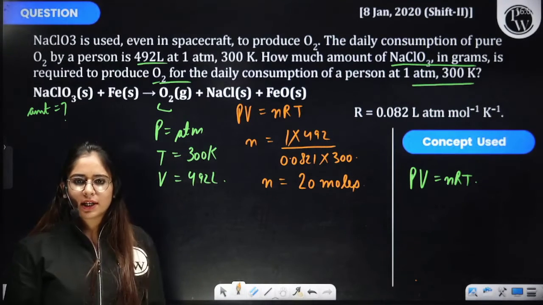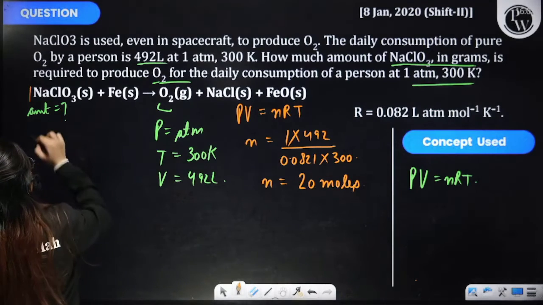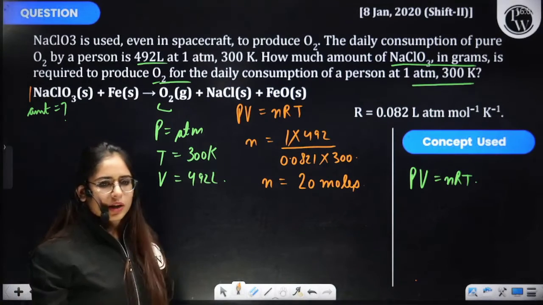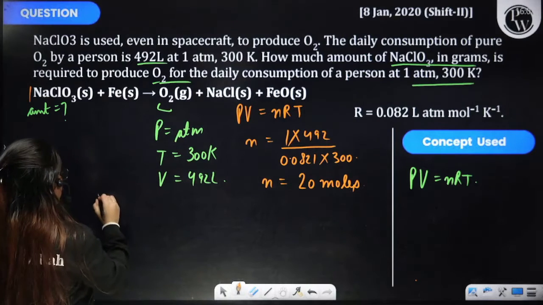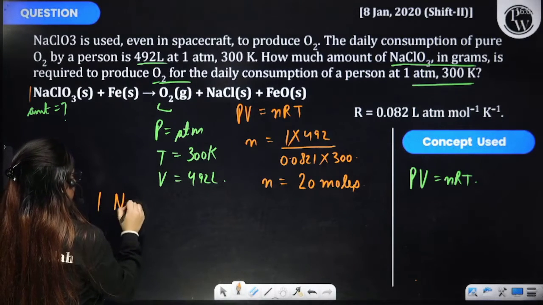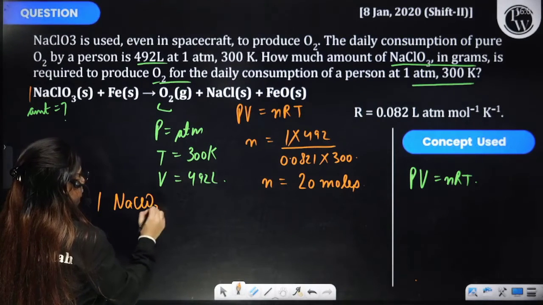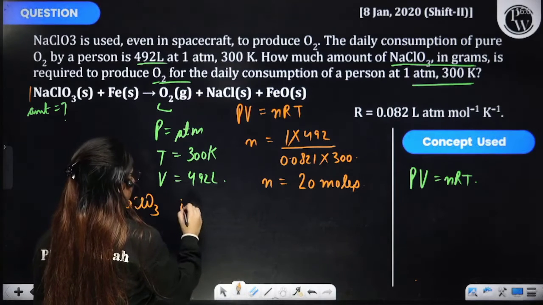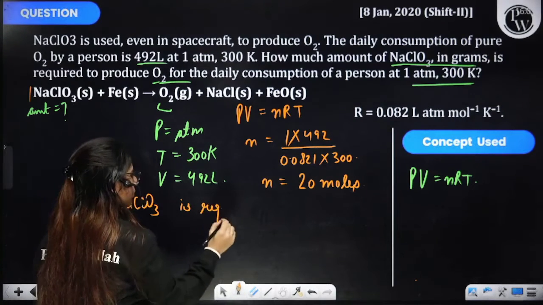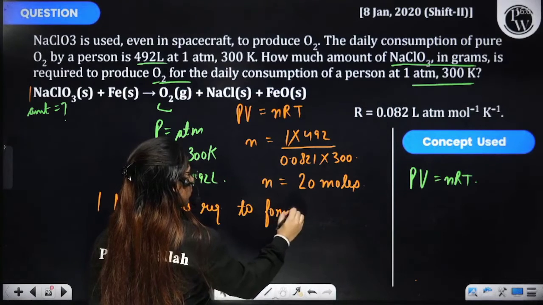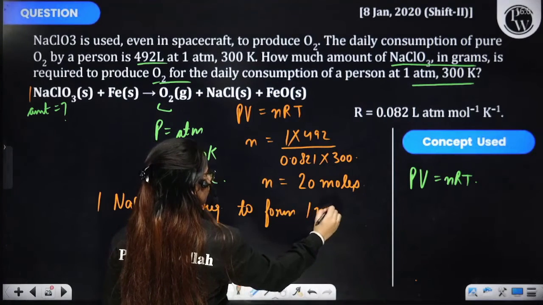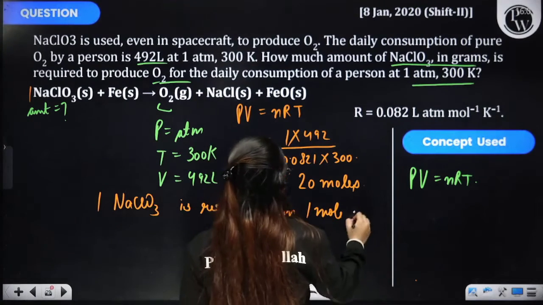Now by stoichiometry, here 1 mole of NaClO3 is required to form 1 mole of oxygen. So 1 mole of NaClO3 is required to form 1 mole of oxygen, right?